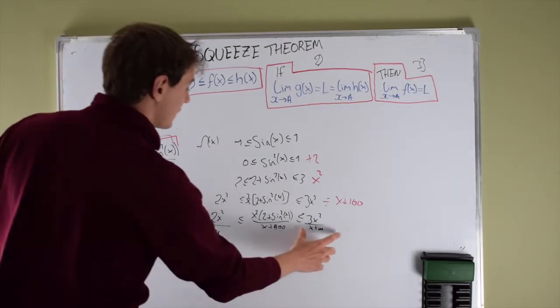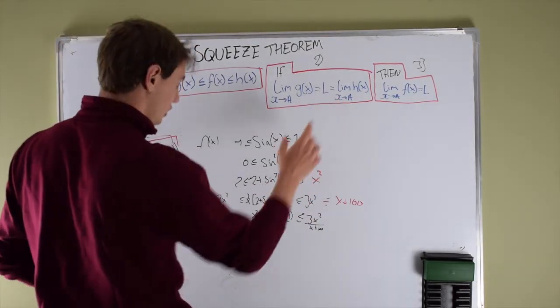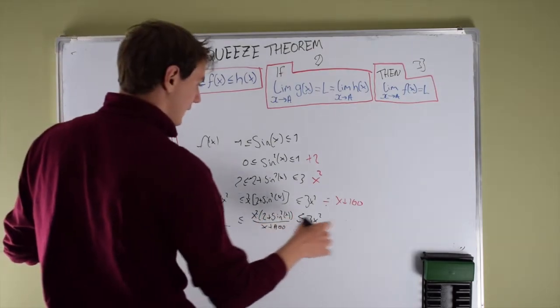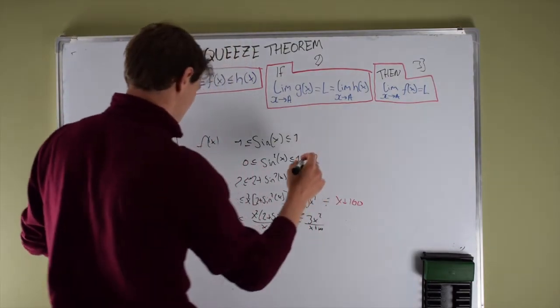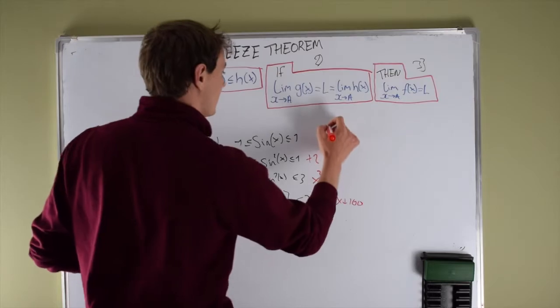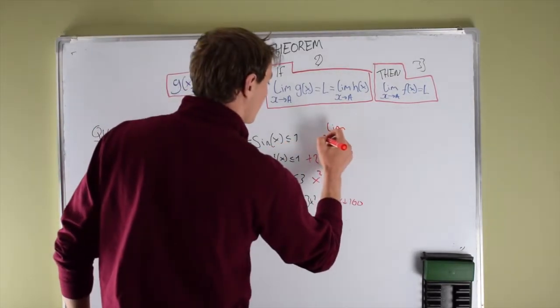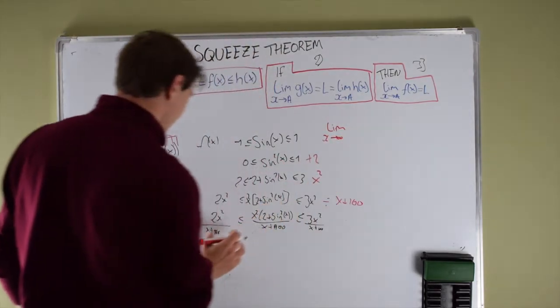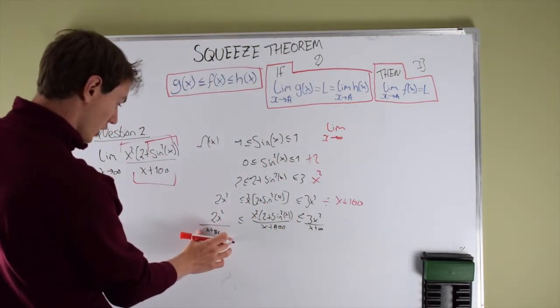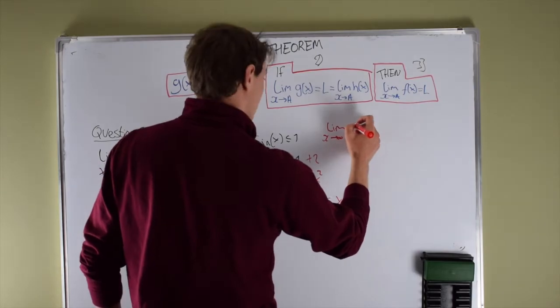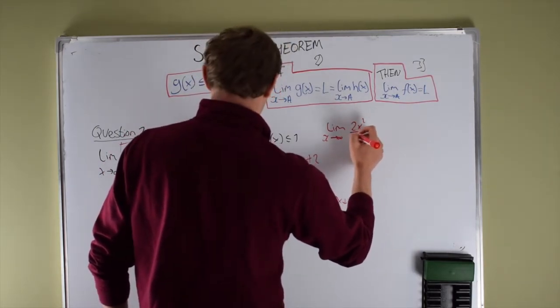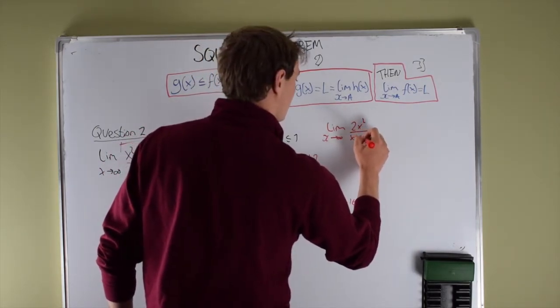We can evaluate the limit from the right side and left side as part 2 is saying. So we're just going to do that up here. If we do the limit as x tends to infinity of 2x squared all over x plus 100.